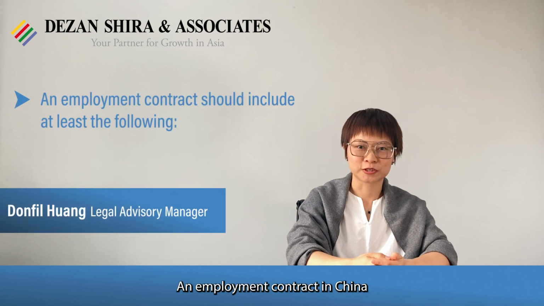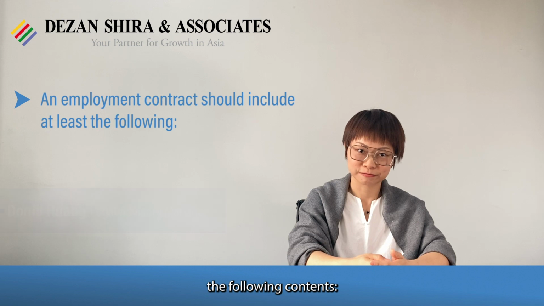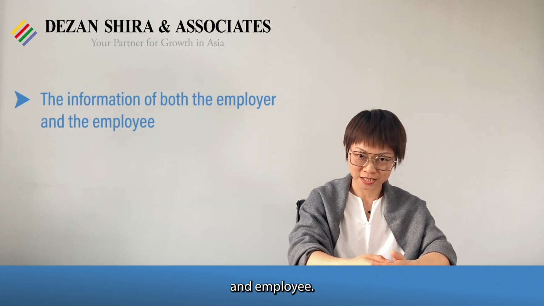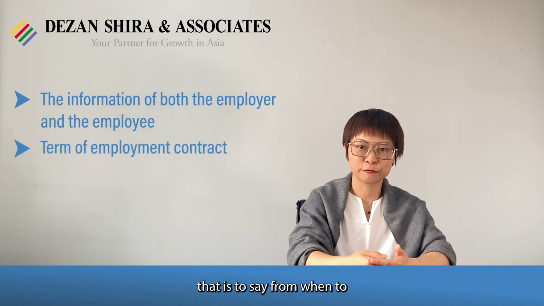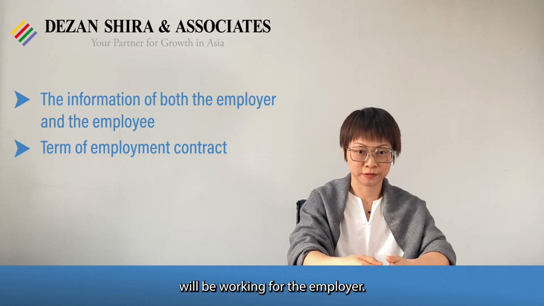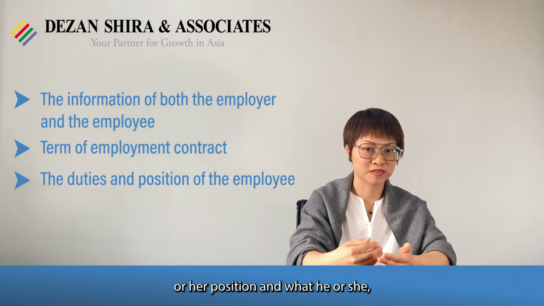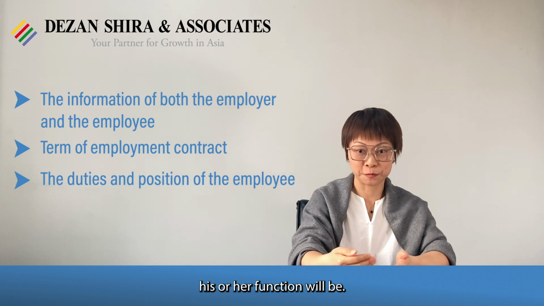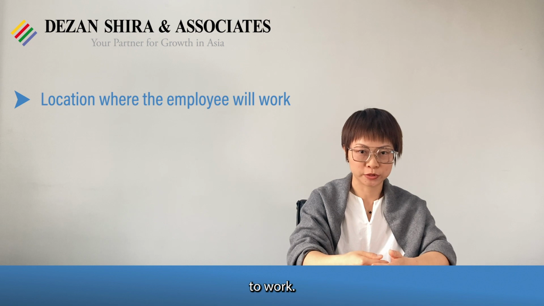An employment contract in China should include at a minimum the following contents. The information of both the employer and employee. Term of employment contract, that is to say from when to when the employee will be working for the employer. Employee's duties, such as his or her position and function. Location where the employee is required to work.